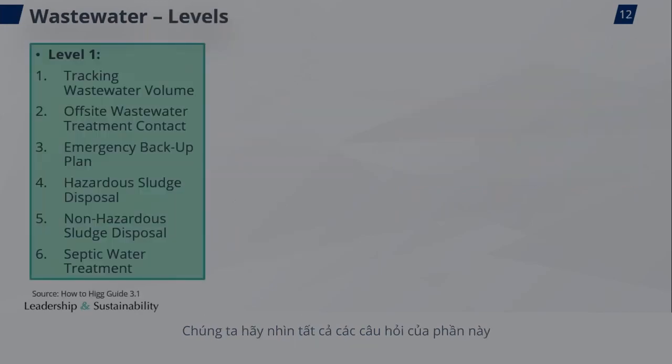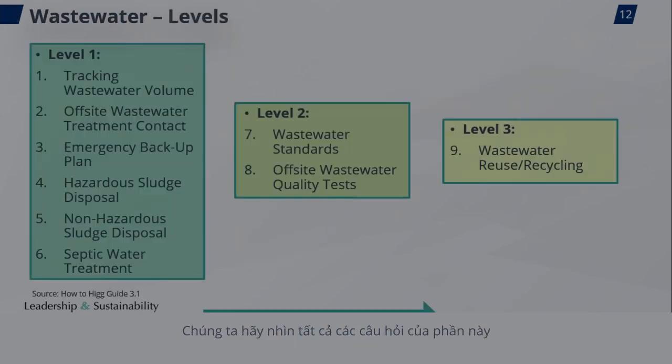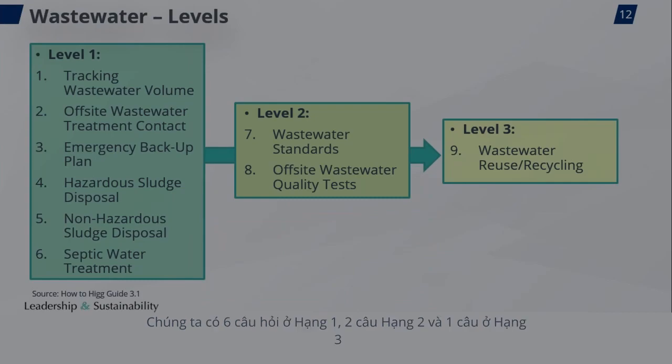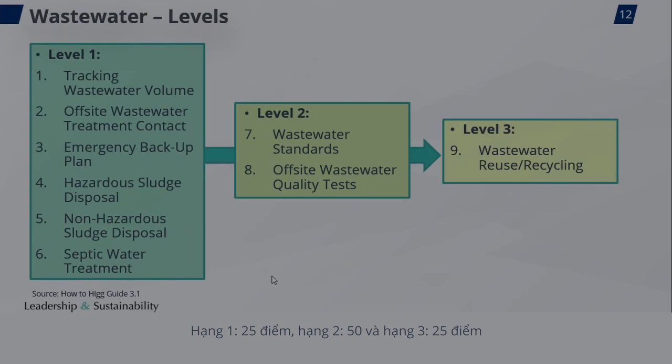And now let us get an overview of all the questions that we have in this section. So you see there are several questions at level 1, 2 questions at level 2, and only 1 question at level 3. And remember how the points are distributed over the levels. At level 1, you have 25 points possible. At level 2, you have 50 points. And at level 3, you have 25 points.